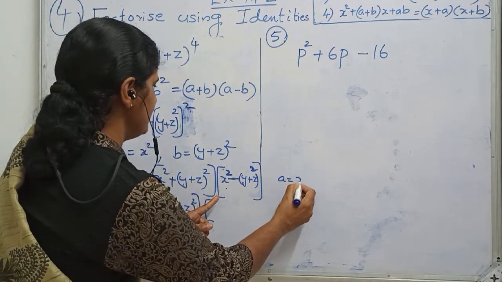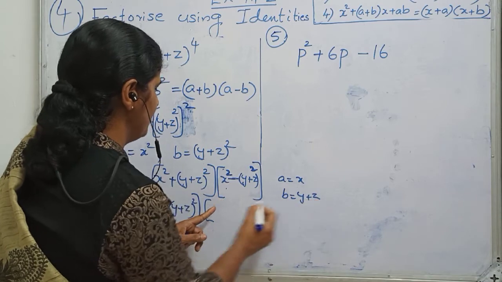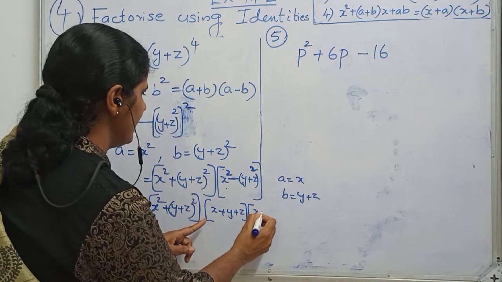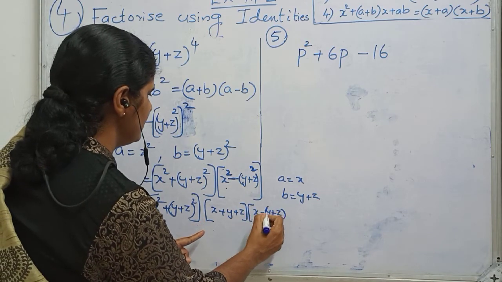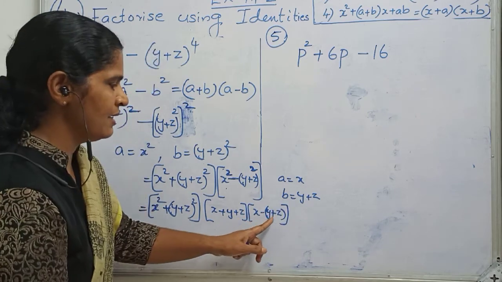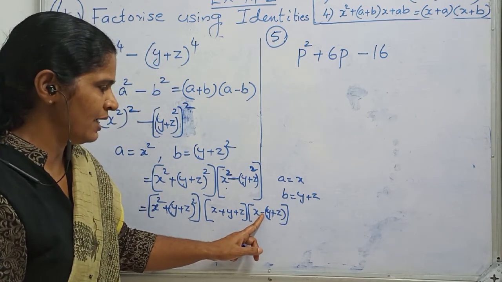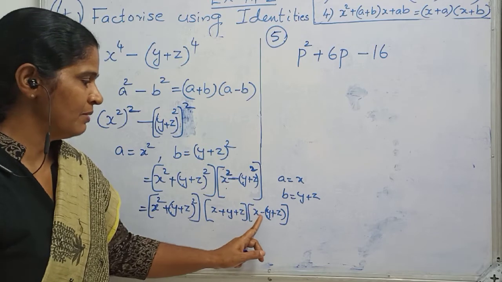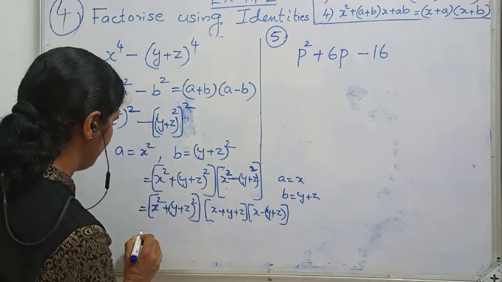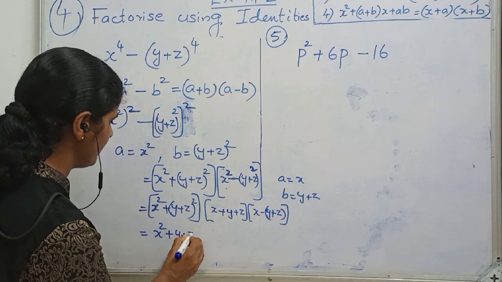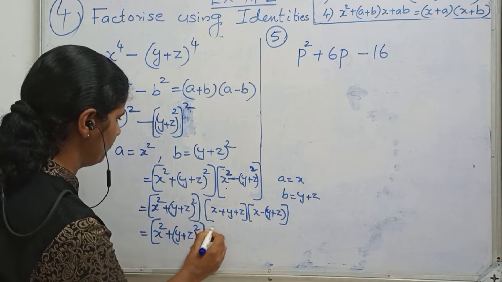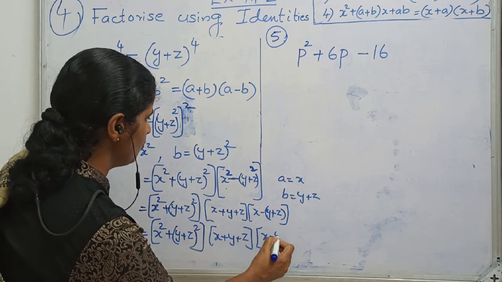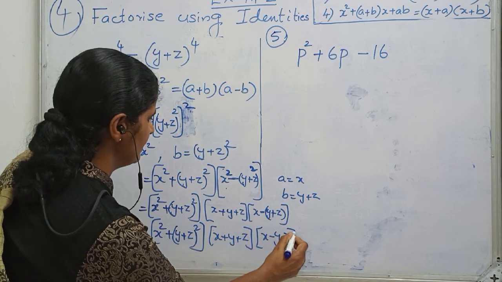The a will be x and b will be y plus z. So a plus b, x plus y plus z in one bracket. Another one is x minus (y plus z). Actually, whenever y plus z comes, put a bracket. Since there is a minus before that, you have to be very careful. If it is plus, there is no need to put the bracket, but if it is minus, take the additive inverses, so that part will change. (y plus z) square into x plus y plus z in one bracket. Another one is x minus y minus z. This is the answer.